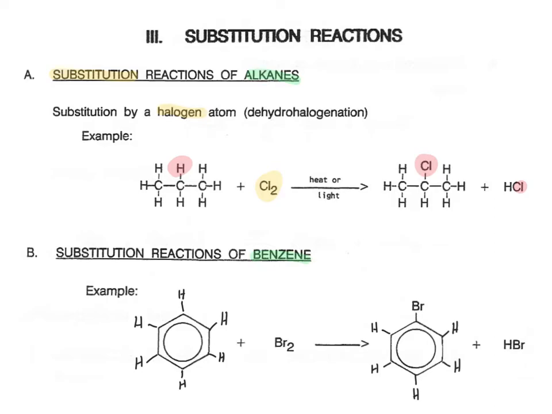Just notice that with the benzene, we have to draw those hydrogens in because the way it's drawn right now, you don't see them. You're going to take one of those hydrogens out and replace it with a halogen. And that is how you predict the products for the substitution reactions.